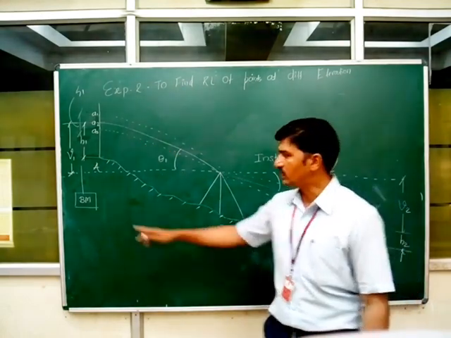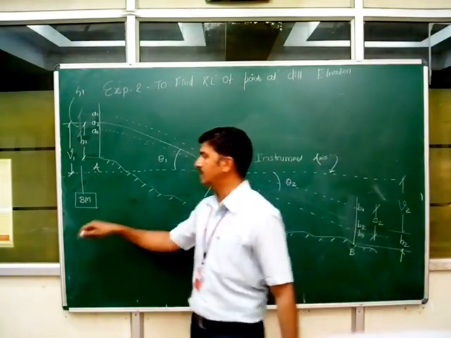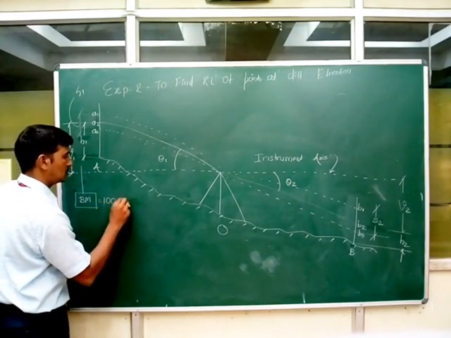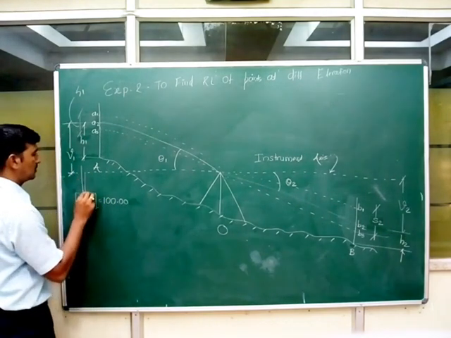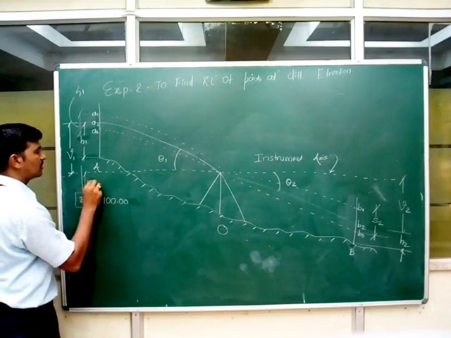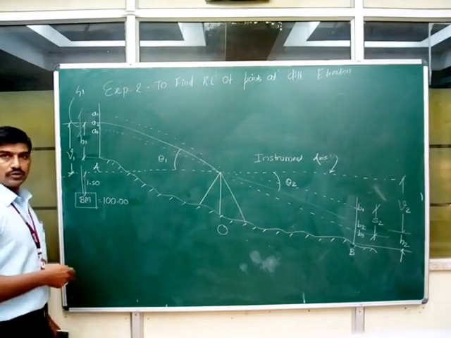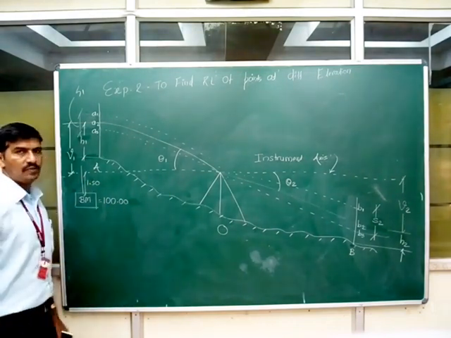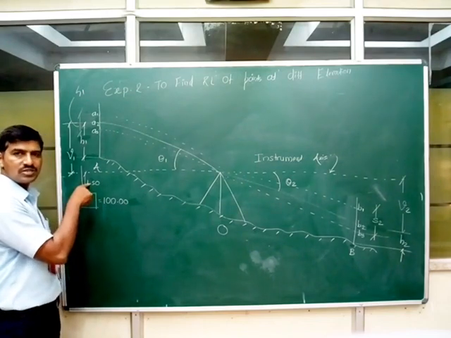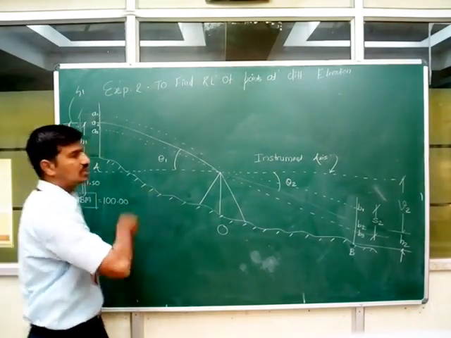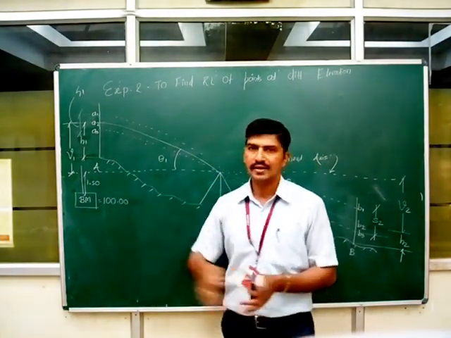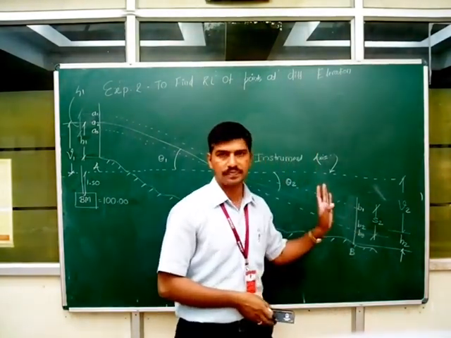Once you get the benchmark reading, let us say the benchmark reading is 100.00, and say this is my first reading, which is say something 1.5. Let us assume it as 1.5. So instrument axis RL will become 100 plus 1.5. So by using this instrument axis RL, it is easier to calculate the RL of point A as well as RL of point B.